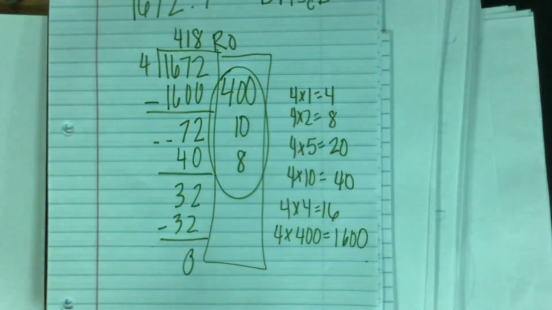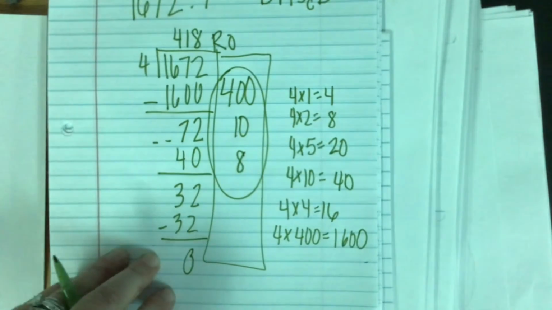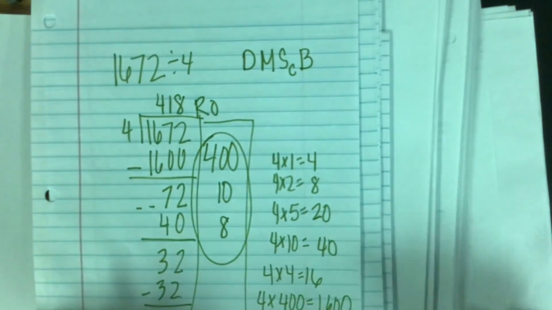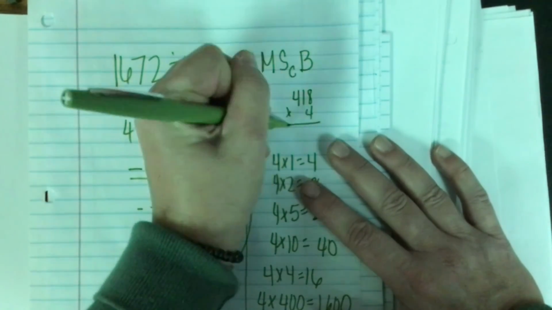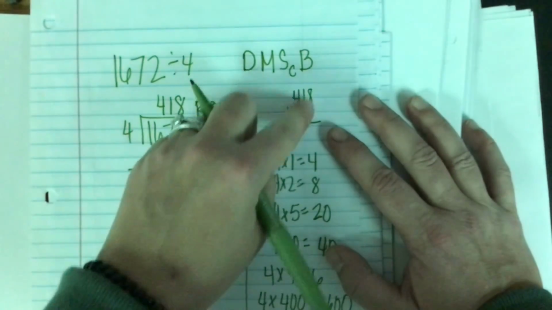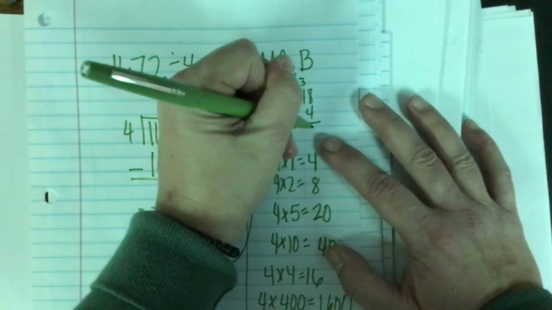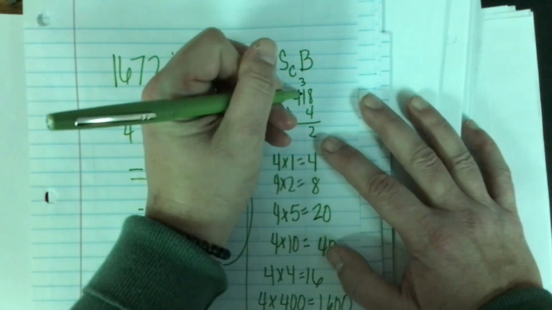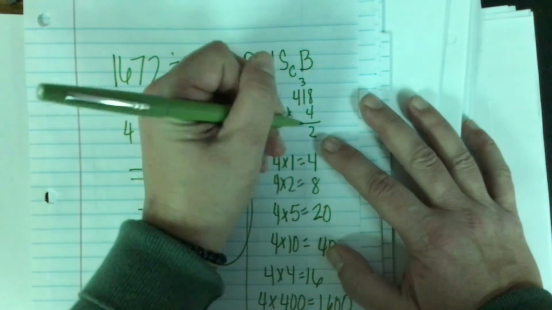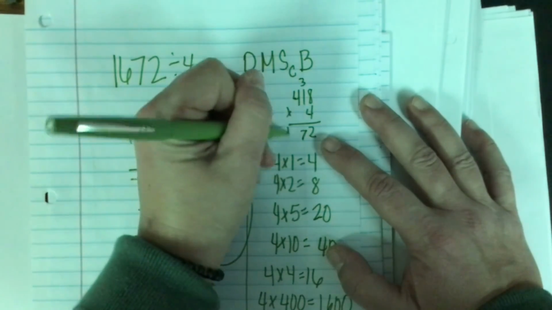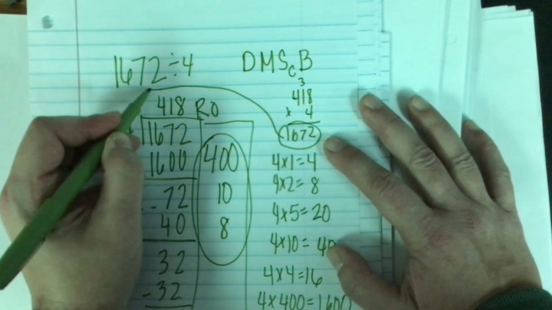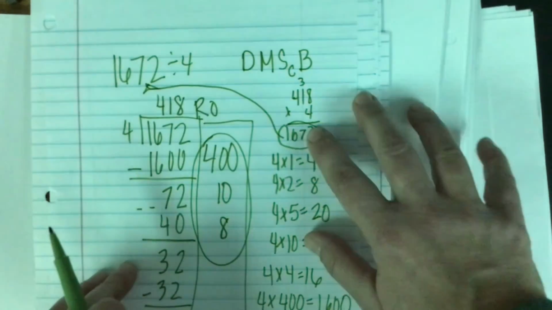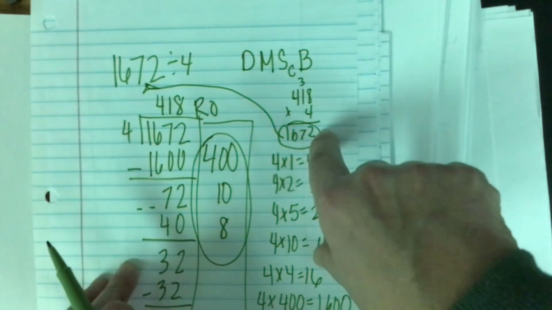And yes, there is a way to double check your work. So I'm going to come up here. I'm going to take my quotient and I'm going to multiply it by 4. 8 times 4 is 32. 4 times 1 is 4 plus 3 more, 7. 4 times 4 is 16. And that is what I started off with. And that is how I know I have the correct answer.